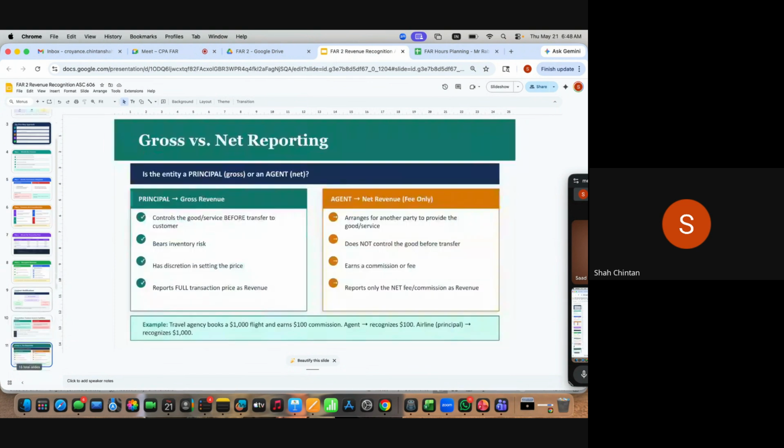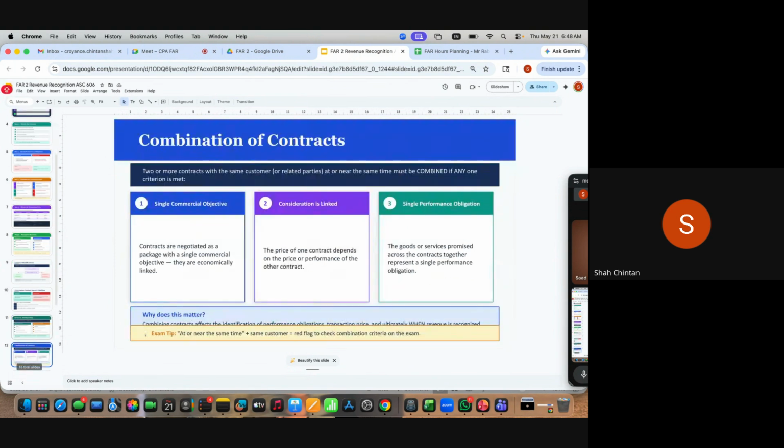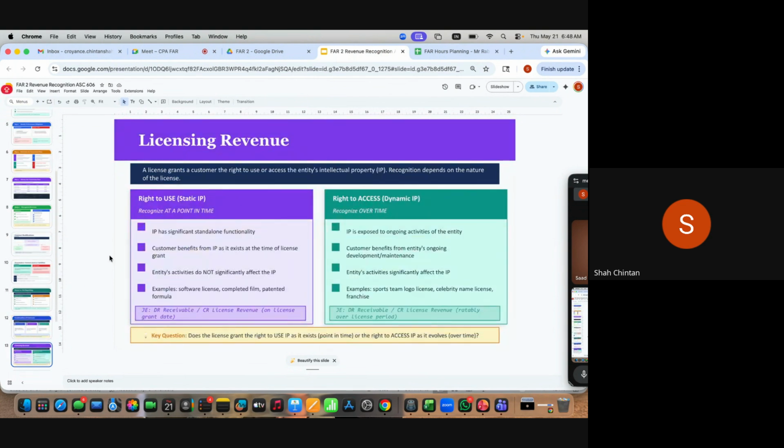Presentation we have already completed. The second topic we have to cover is gross versus net reporting. Demo session में एक बार किया था, but we will do it again. That if there are 3 parties involved, how revenue is recognized by each party. Combination of contract हमने किया है, but mathematics नहीं किया है. So we have to check one example for mathematical combination of contract as well, and how SSP allocation works there.